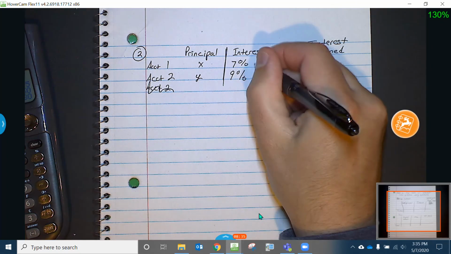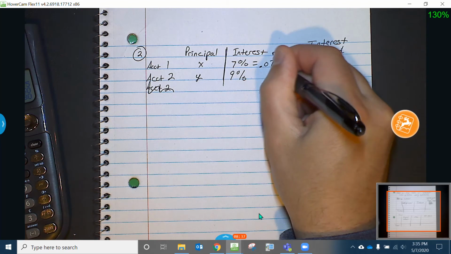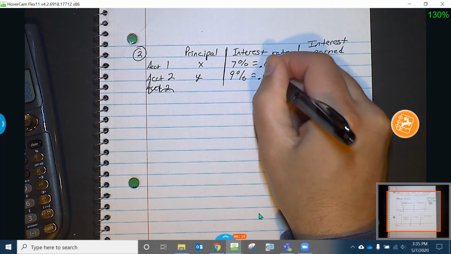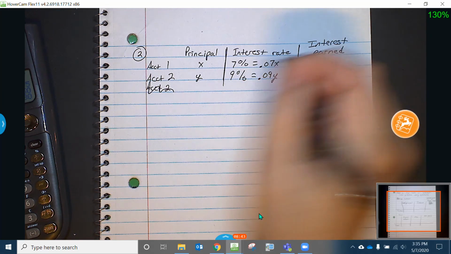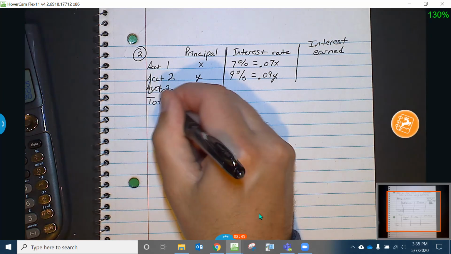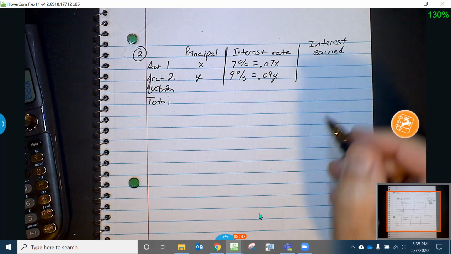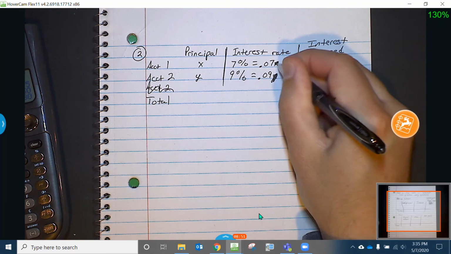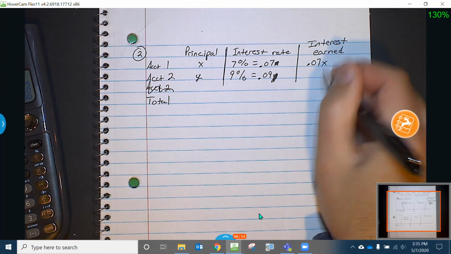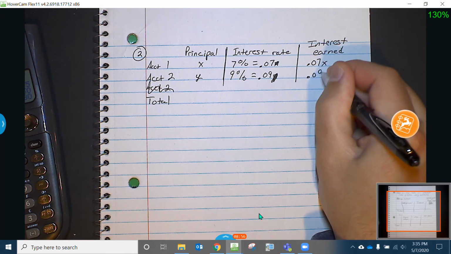Okay, so this is 0.07x, this is 0.09y. And down here we're going to put our total. Well, we know, oops, sorry, that's 0.07x, I got ahead of myself. 0.07x, and this is 0.09y.